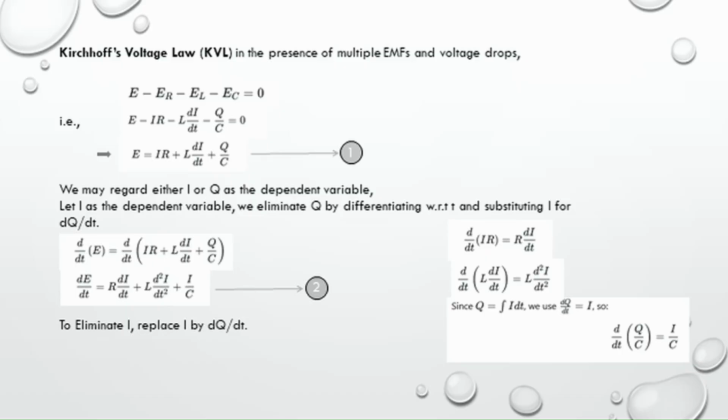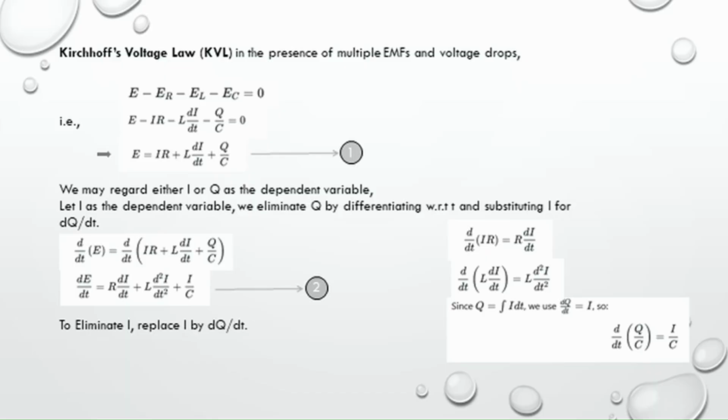Let's take I as the dependent variable, and we eliminate Q by differentiating equation 1 with respect to t. Next, we substitute I for dQ by dt. Hence, d by dt of E is equal to d by dt of IR plus L into di by dt plus Q by C. Now, differentiating IR, R is a constant, so we get d by dt of IR equal to R into di by dt. Then d by dt of L into di by dt is L into d square I by dt square.